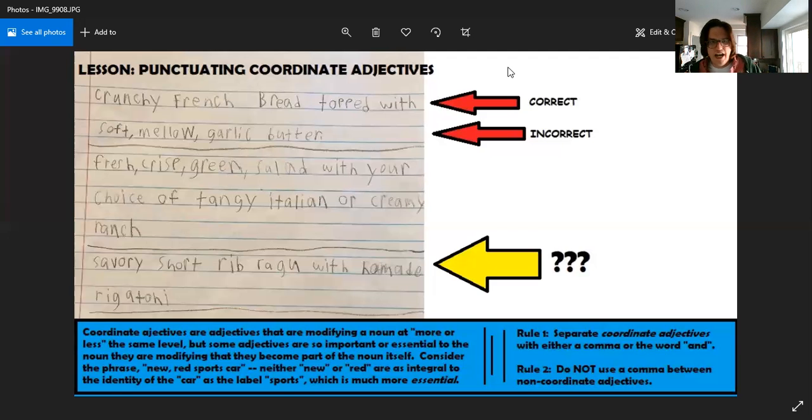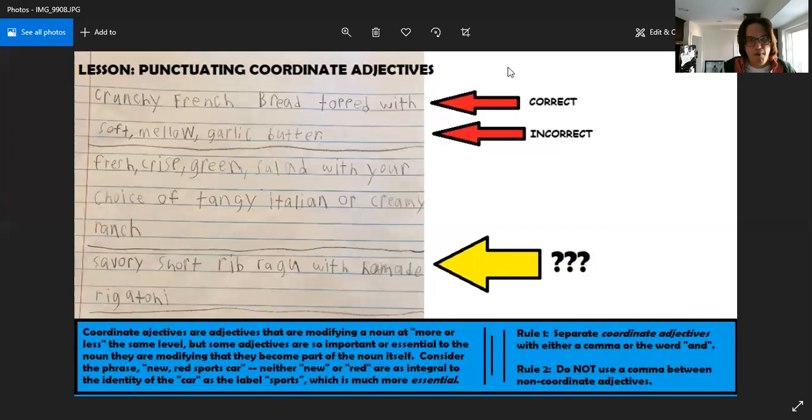The one error here is placing a comma between green and salad. We do not need a comma between the last adjective and the noun. So my challenge to anyone who happens to be looking at this is let's look at this bottom line: savory short rib ragu with homemade rigatoni.